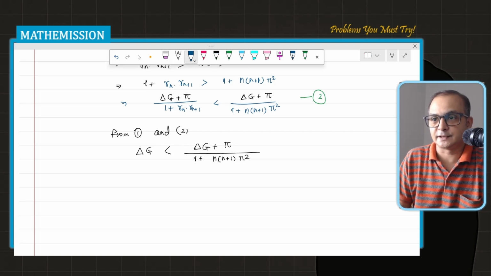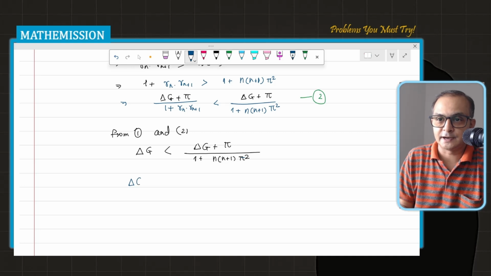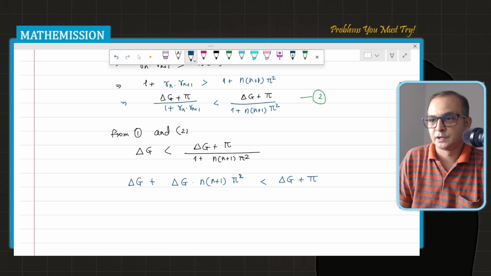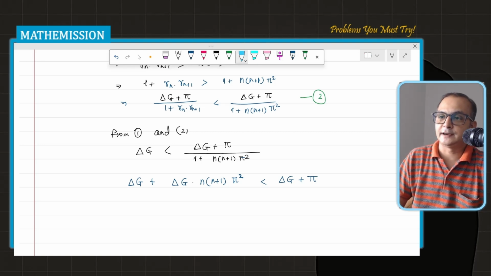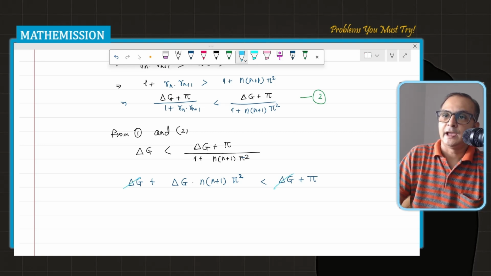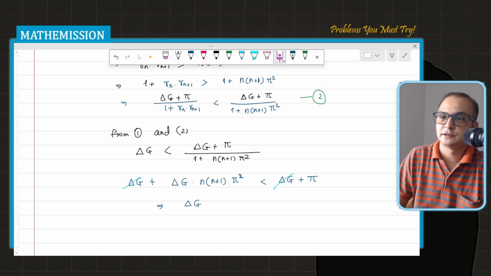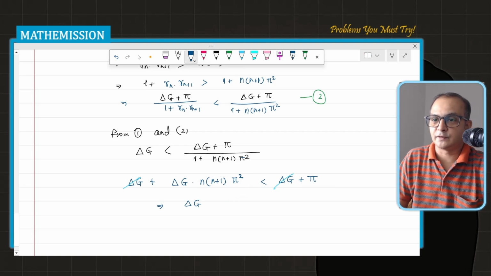So just multiply this. What we get here is delta G plus delta G times this whole quantity n into n plus 1 pi squared. And on the right hand side of the inequality, we are left with only delta G plus pi. Now we can see that delta G and delta G will get cancelled. And since I have to write the expression for delta G in terms of inequality, I'm sending this whole quantity to the right hand side in the denominator. So you can see what will happen after this.